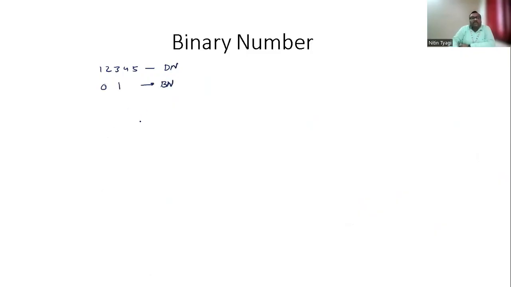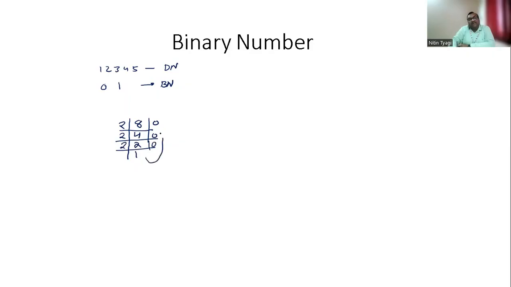Like, suppose you want to convert 8 into binary numbers, then what happens? So 2 fours are 8, that means 0. 2 twos are 4, that means 0. 2 ones are 2, that means 0.